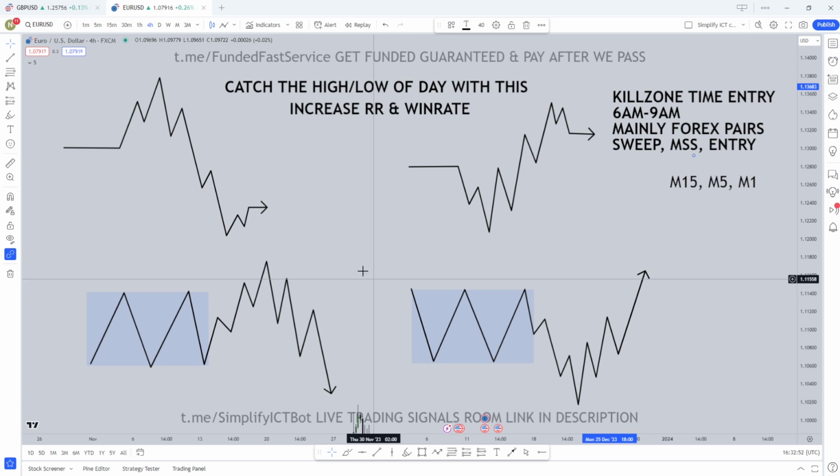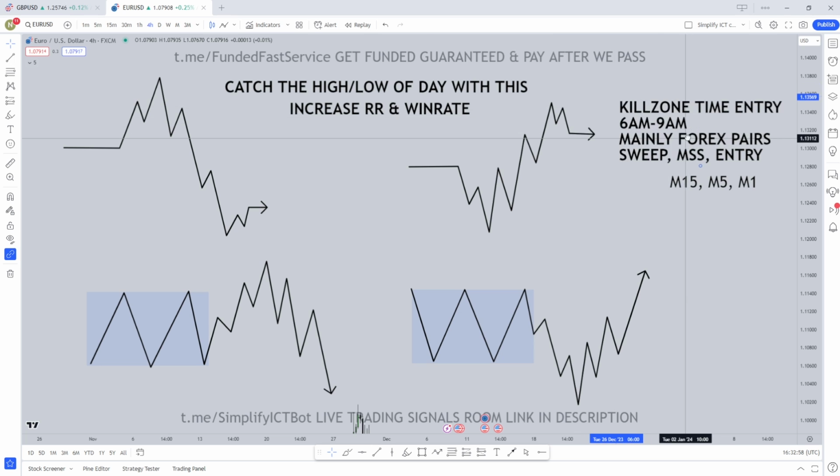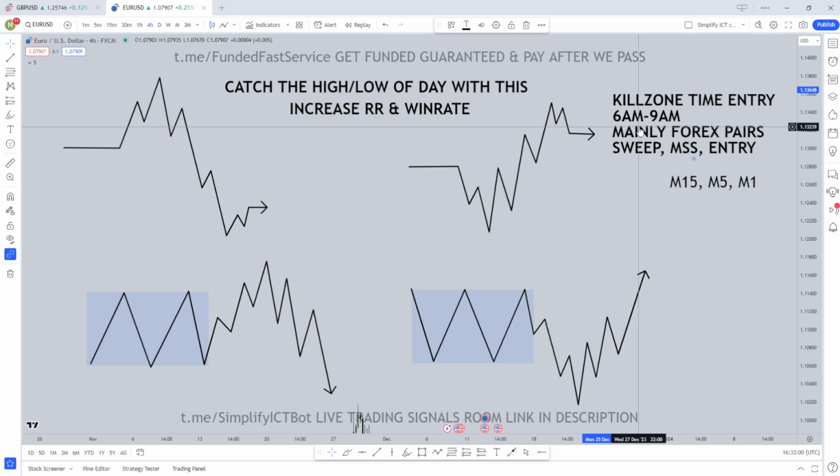Okay, so first things first with the strategy, we're going to be aiming to catch the high or the low of the day. We're going to be entering at kill zone times from 6 a.m. to around 9 a.m. UK time. Now we're going to be mainly trading Forex pairs and we're going to have a 3-step method which I'm going to go into in a second. And lastly, the time frames we're going to be using are the 15-minute, the 5-minute and the 1-minute time frame.